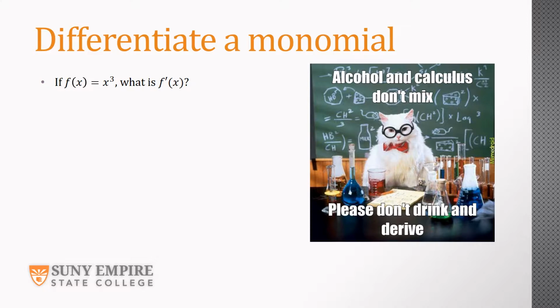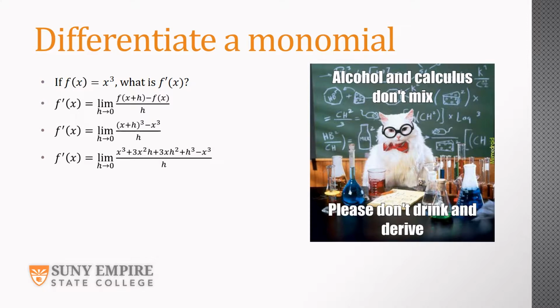Suppose we have a simple monomial function, like f of x equals x raised to the third power. We want to find a general rule for the derivative of the function. Recall that the definition for finding the derivative f prime of a function is given by the limit as h approaches 0 of the quantity f of x plus h minus f of x divided by h. So we want the limit as h approaches 0 of the quantity x plus h cubed minus x cubed divided by h.